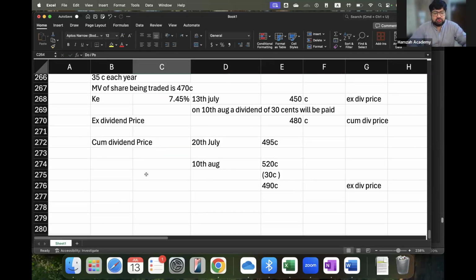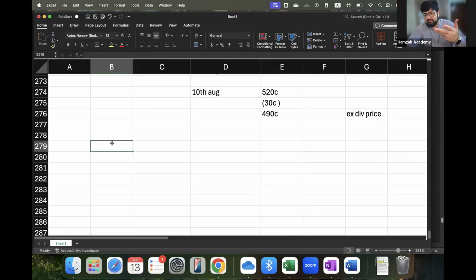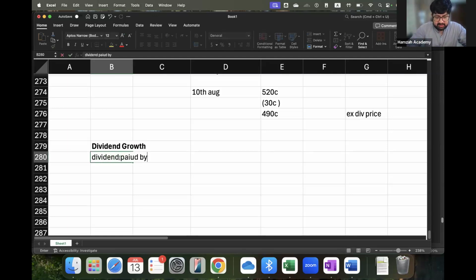Now, we assume that dividend is constant. This formula assumes that. Then there is the dividend growth model. This formula assumes that the dividend paid by the company will increase by a constant rate every year in the foreseeable future.